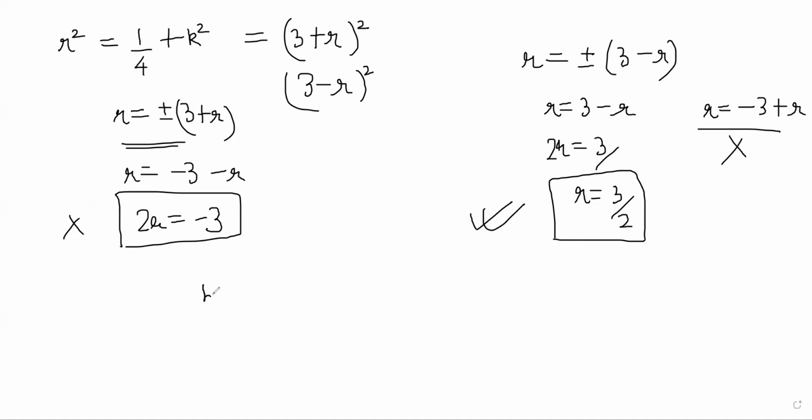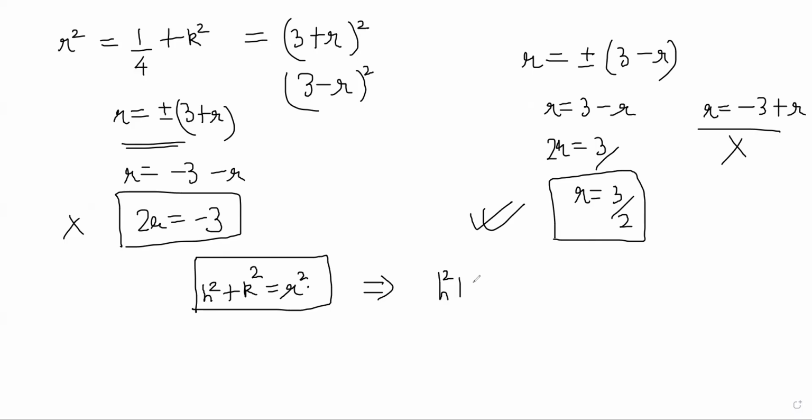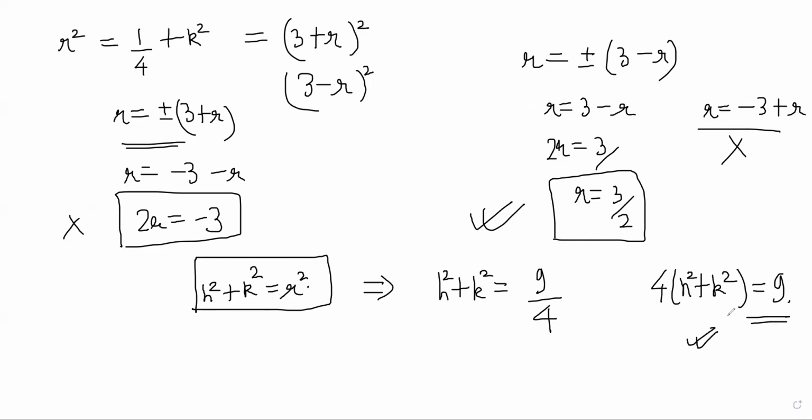And therefore, h square plus k square was equal to r square. We already had this equation. So from here, we can say h square plus k square is equal to r square, which is 9 by 4. So 4 times (h square plus k square) is equal to 9, right? And that becomes the answer to this problem.